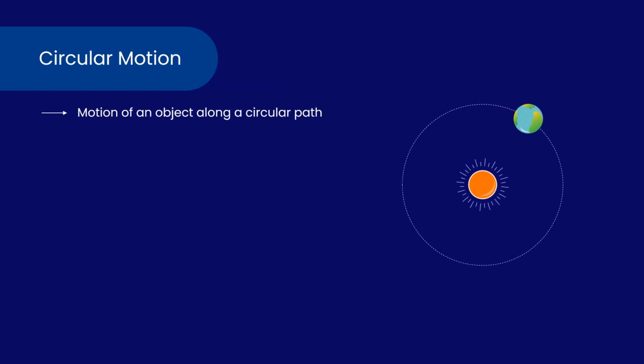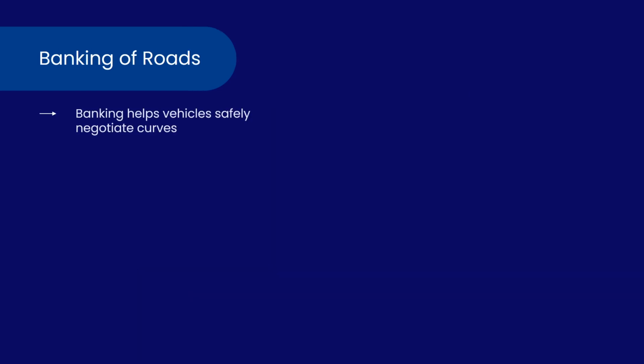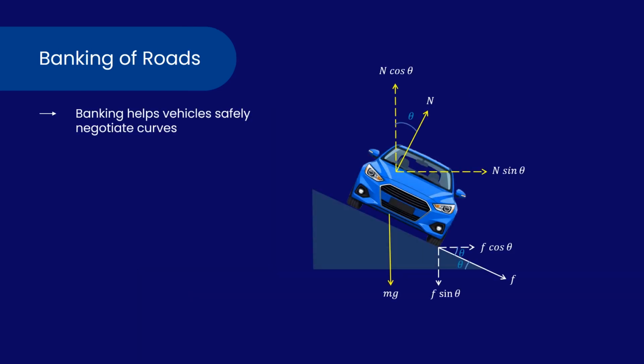Circular motion is the motion of an object along a circular path. See here, the object keeps moving in a circle because the centripetal force acts towards the center. In this lesson, we will learn the basics of circular motion. In our upcoming videos, we will explore this topic in greater detail. Roads are banked on the curves to help vehicles turn safely. The inclined road provides additional centripetal force, reducing the risk of skidding and improving stability.